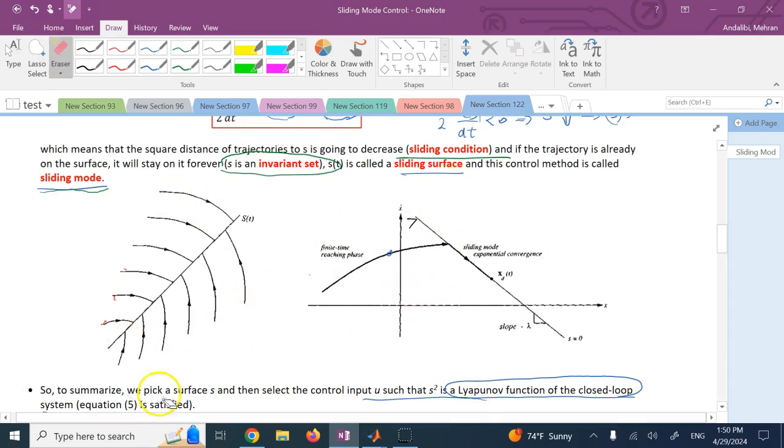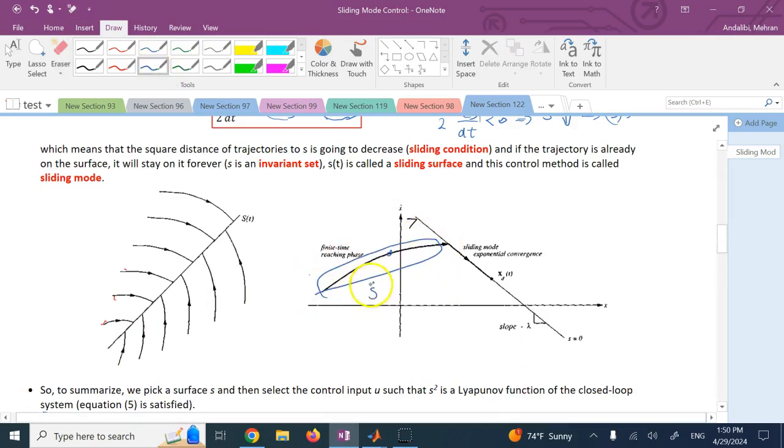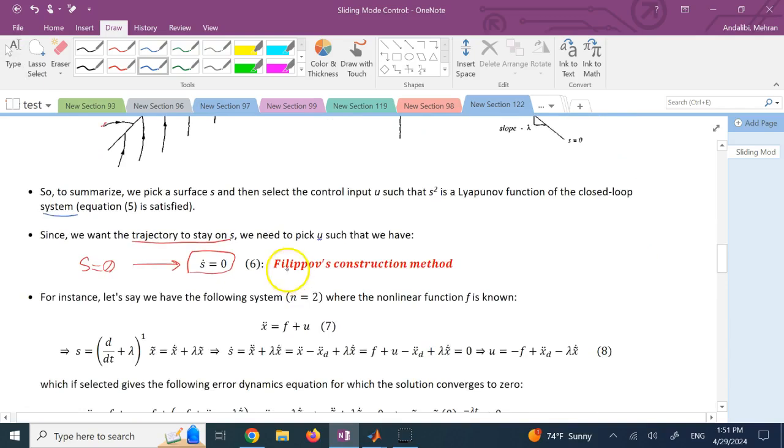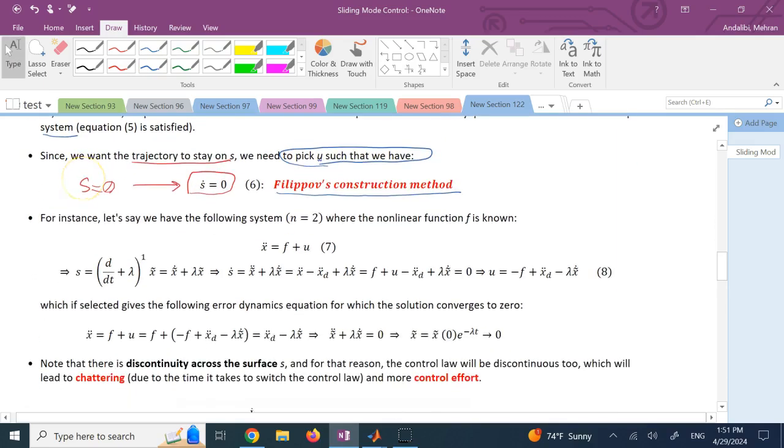Okay, so look here, let me show you over here. In this area, when I have not converged, S dot has to be negative. I should shrink the distance, okay? And then once I reach here, now S dot has to be 0 so I can stay on it. Good, and I don't get off again. And based on that, we can basically pick u. Really? Yes, I'll show you with an example. This method is called the Flipoff construction method, okay? So let me show you with an example.